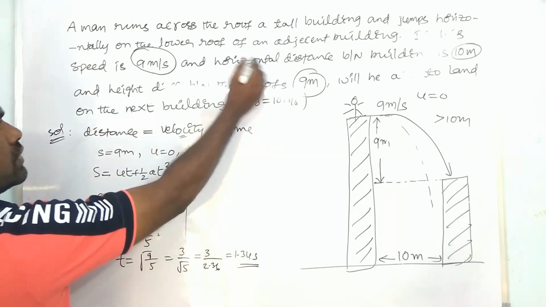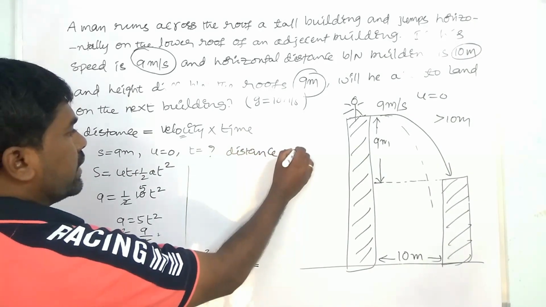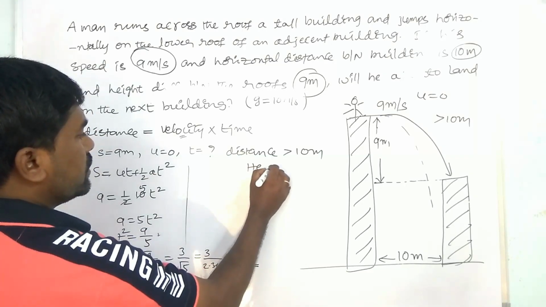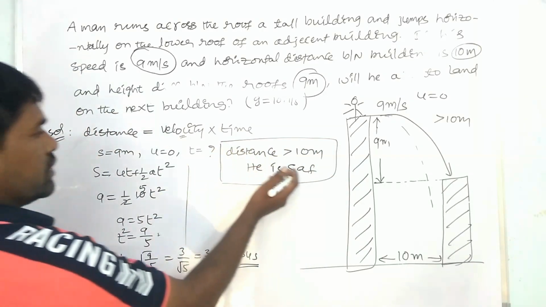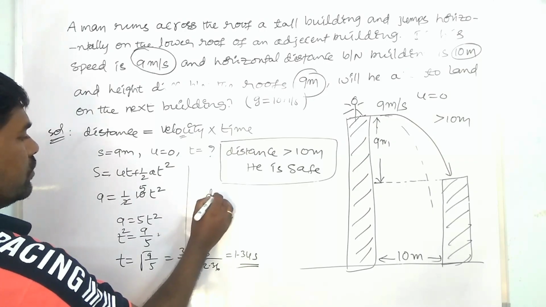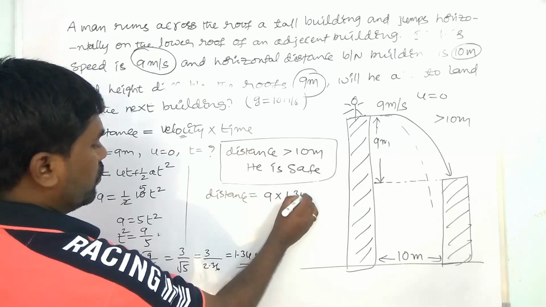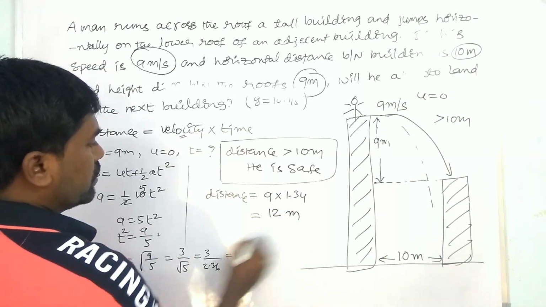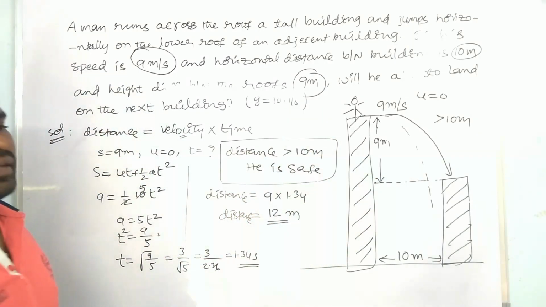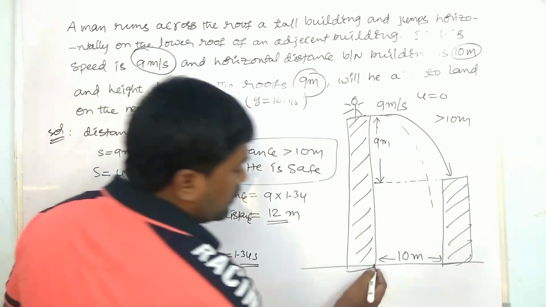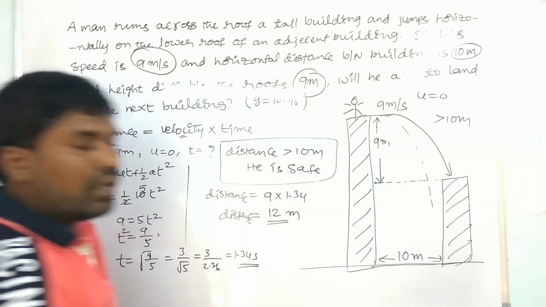Already you know the velocity is 9 meters per second. If the distance is greater than 10 meters, he is safe. So whether he is safe or not, let us see. Distance is equal to velocity into time, 9 meters per second into 1.34, which is nearly 12 meters. So he safely lands on the second building, because the distance between the two buildings is 10 meters and he jumps 12 meters.